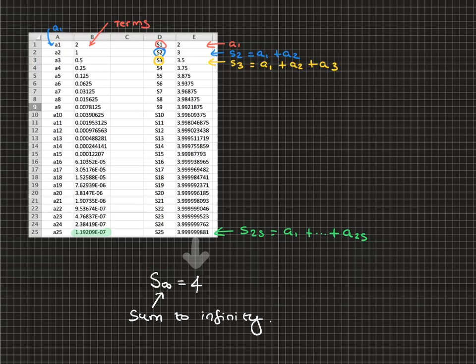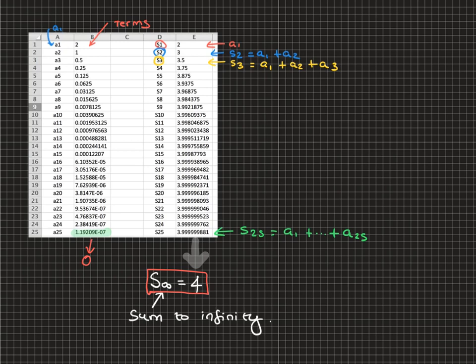Now, the sum to infinity only exists when you have a convergent geometric progression, because when you have a convergent geometric progression, the terms all start to approach a particular value. So you can see here the terms are starting to approach 0, and because of that you're adding on smaller and smaller amounts each time, which means that the sum will eventually approach a particular value. In this case it's equal to 4. Different geometric progressions, which have different a values and different r values, if they converge, will converge to different values of S infinity.